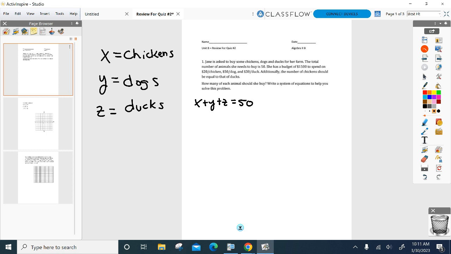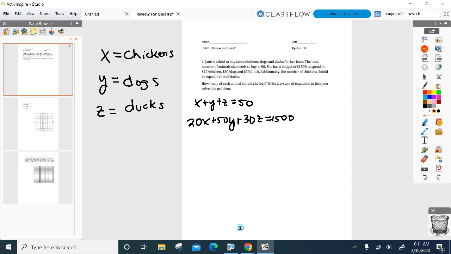Some people want to put the money in, but there's no money involved yet. There's no money involved until now, when she's got a budget of $1,500 to spend and you see how much each animal costs. That's when we want to put all the money together in the same equation: 20x plus 50y plus 30z equals 1,500, and that's the only time we're going to use the money. One equation that involves all the money and you're done. Don't bring in the 20, the 50, the 30 again. We're done. One equation with all the money.